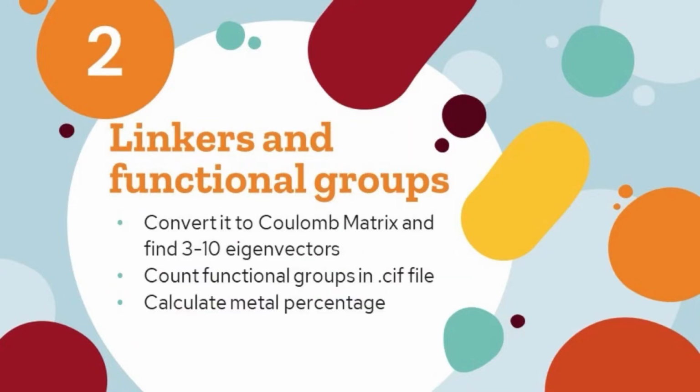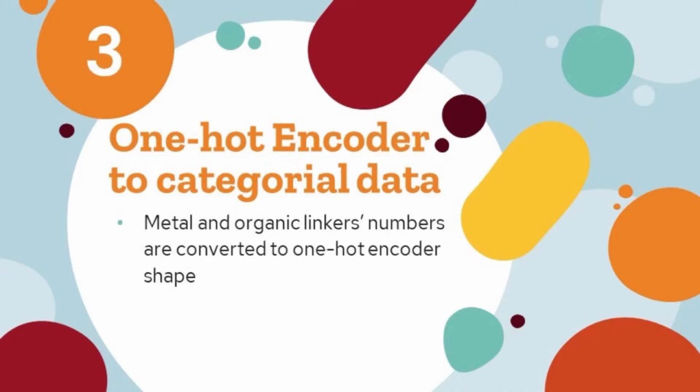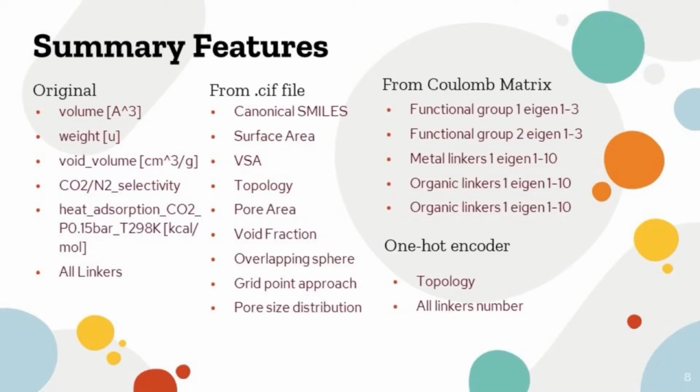Second, all linkers are transformed to Coulomb matrices. Their 3 to 10 eigenvectors are determined. The CIF files' functional groups were enumerated. Later, the metal percentage was computed based on the total number of atoms. Third, the categorical data, including linker types and topology, were encoded in the form of zeros and ones, or the one-hot form. Here is the summary of our features including the created features.